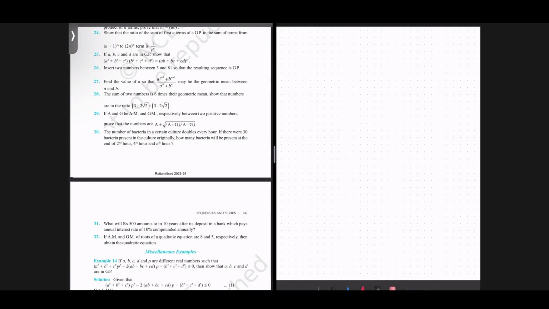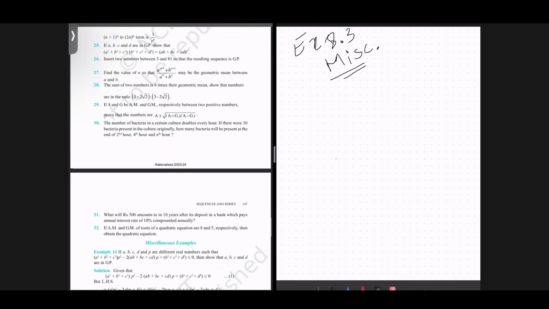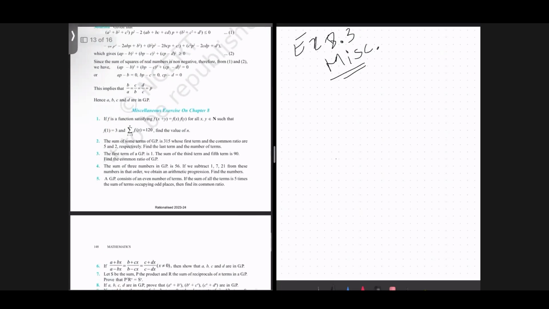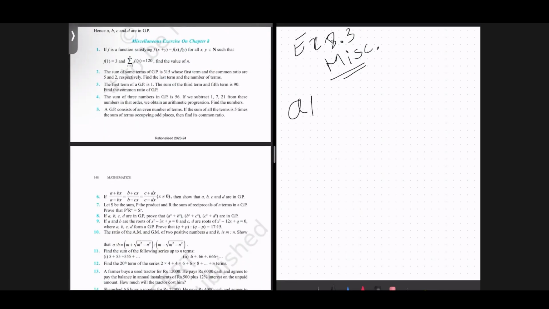Right. So we are now on to exercise 8.3, or let's say the miscellaneous section. So moving ahead, you get this. Question number 1. If f is a function satisfying f of (x plus y) equals f of x into f of y for all x, y, such that f of 1 equals to 3 and the summation of f of x for x equals to 1 up until n equals 120, find the value of n.